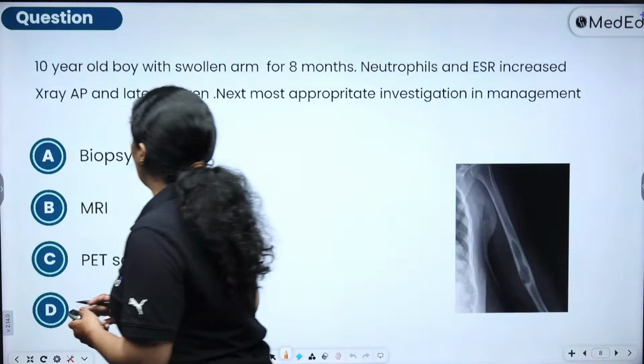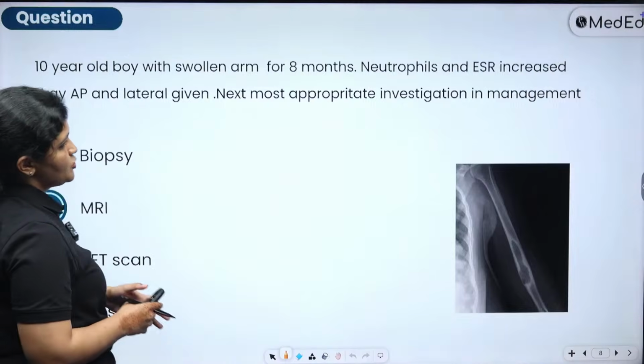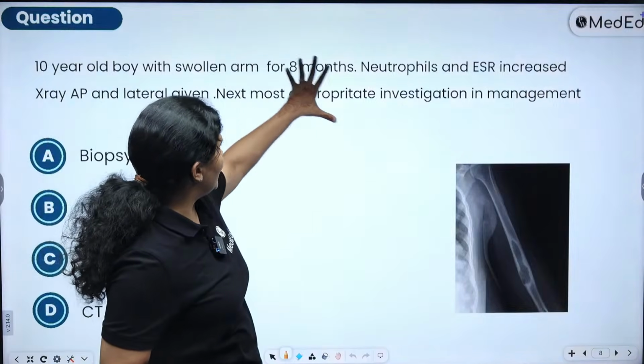A 10-year-old boy with swollen arm. There is a presentation of the swelling of the arm for 8 months.